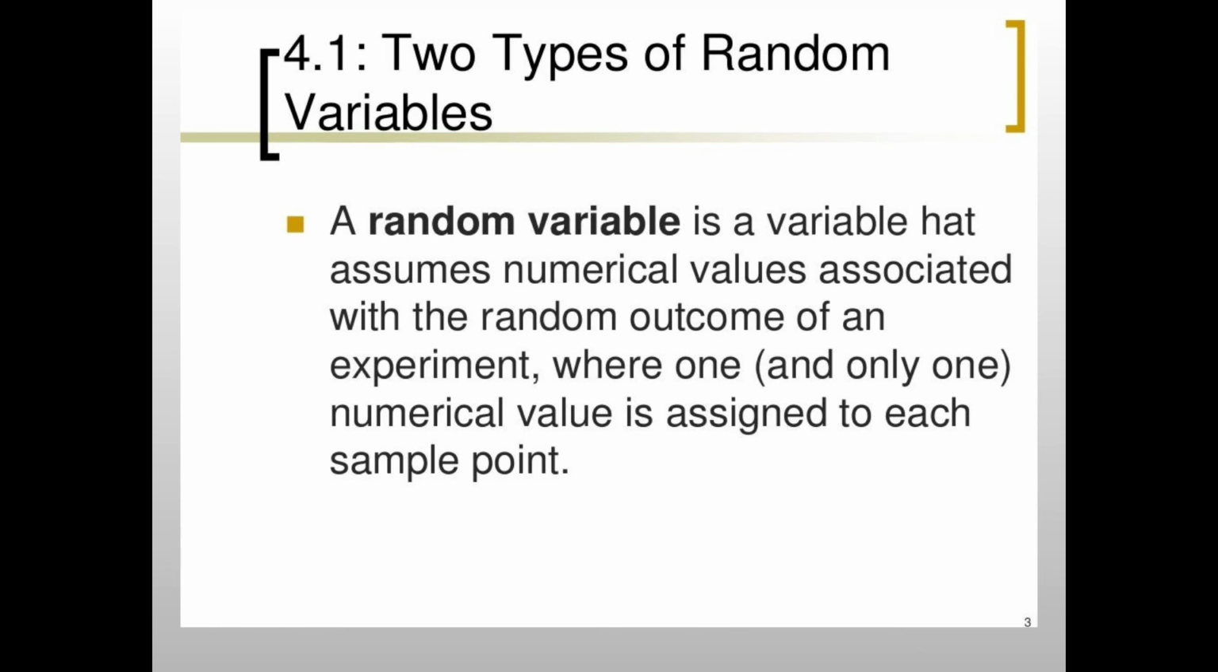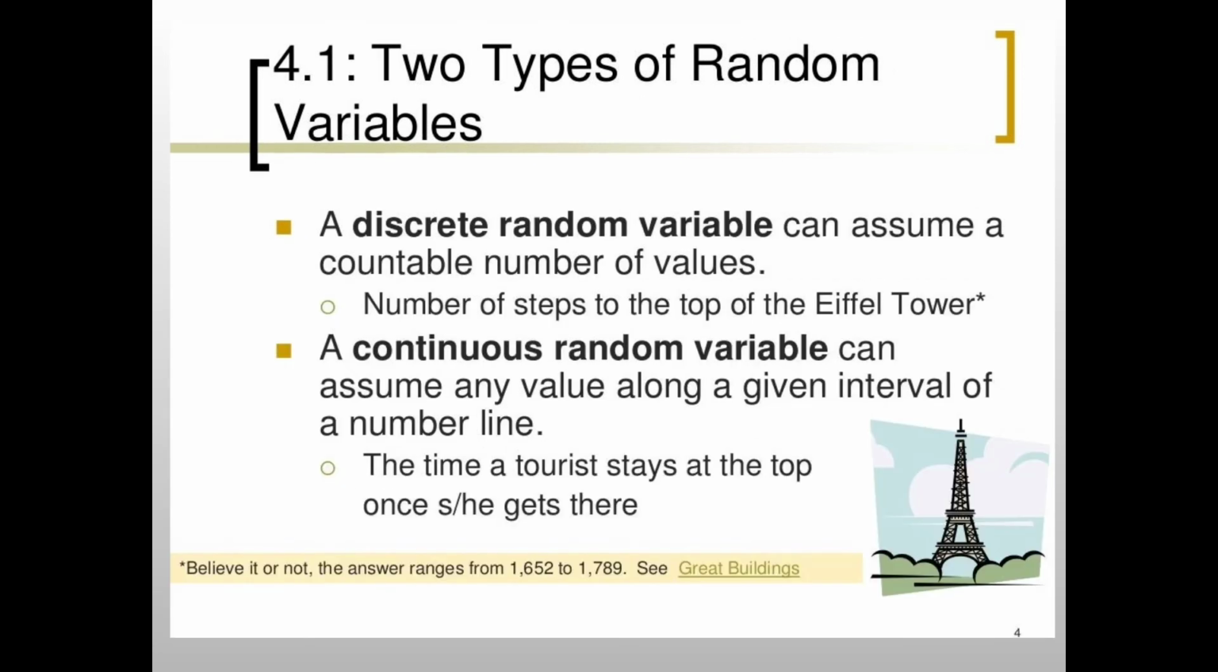There are two types of random variables. A random variable is a variable that assumes numerical values associated with the random outcome of an experiment, where one numerical value is assigned to each sample point.